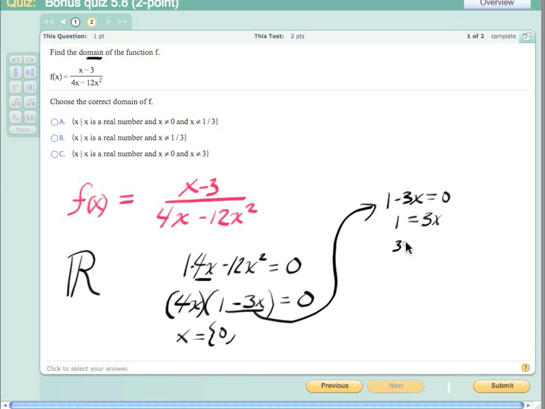Well, let me just rewrite this right to left. And now we'll divide both sides by 3. And we get x is equal to 1/3. So the two answers are 0 and 1/3. Both of those will make this expression here in the bottom 0. So we have to exclude them. It's all real numbers except for when x is equal to 0 or 1/3.